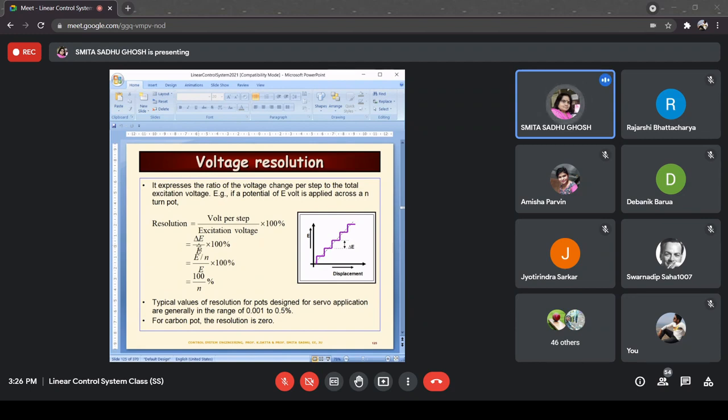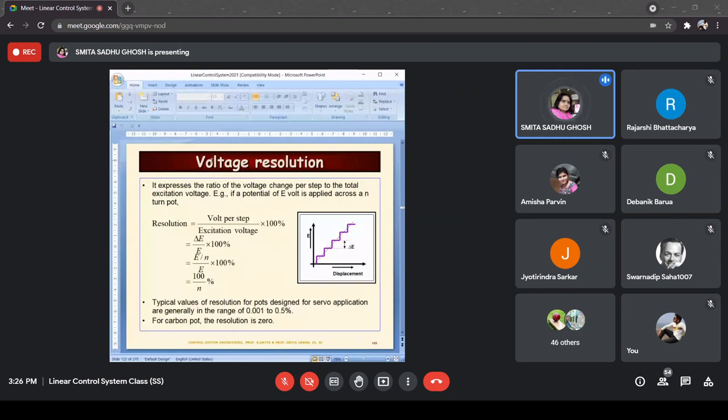So delta E is replaced by E by N, which is the total voltage applied divided by the number of turns in the potentiometer. That divided by E, into 100%, is what is going to give us our voltage resolution, right? So if you see in the numerator and denominator, both the E's cancel out and we are left with 100 by N as a percentage, right?